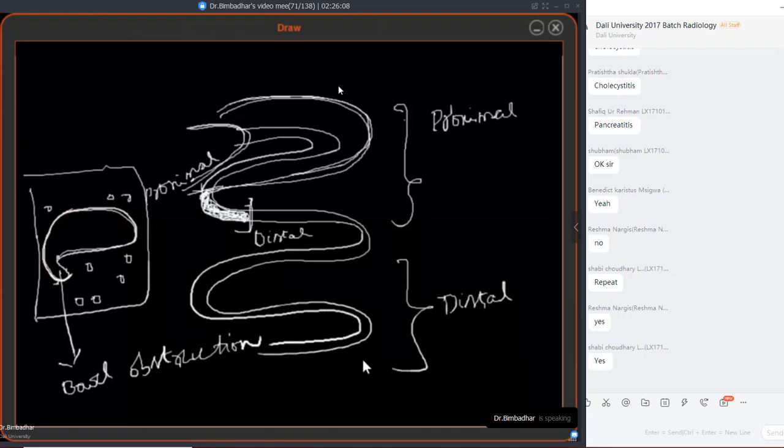Is this clear, guys? Yes, no? Didn't you understand now? Yes, right? No confusion? Okay, this is quite a simple concept. The radiographic features are quite simple, but maybe the pathophysiological mechanism is difficult to understand. Okay, let's continue with that.